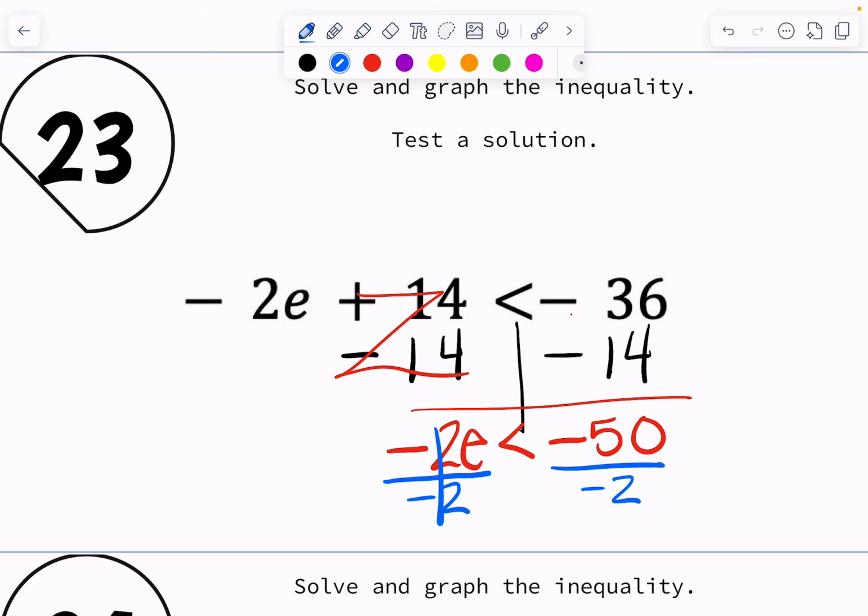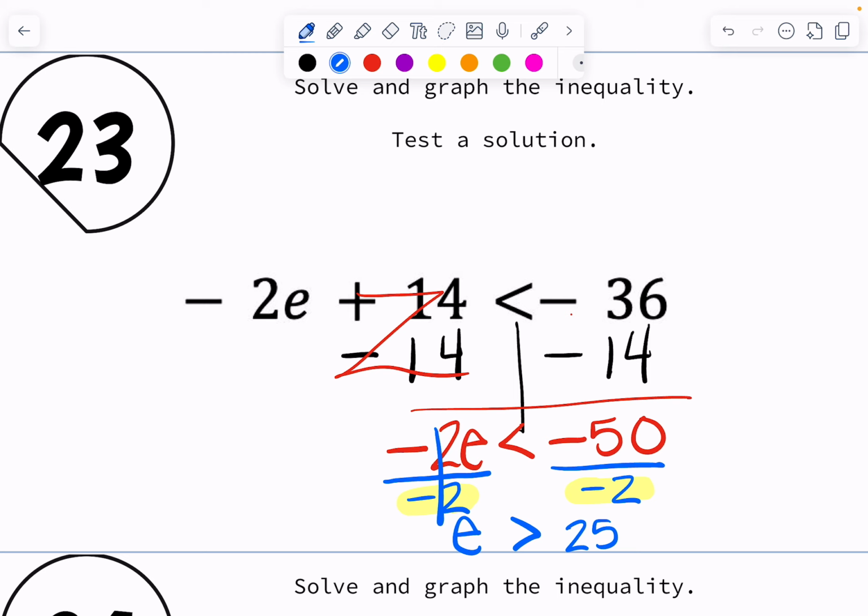My negative 2's one out, leaving me with e. Negative 50 divided by negative 2 is 25. And then because I divided both sides by a negative number, I flip my inequality symbol for it to be true. So e has to be greater than 25. So this would be an open circle, my arrow to the right, and I can plug in any number greater than 25 and test it out.